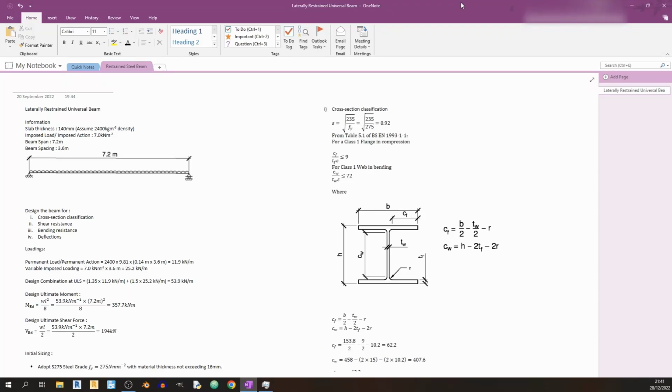Hello everyone and welcome to my steel design tutorial. In today's steel design tutorial, I'll be showing you how to design a restrained beam using Eurocode 3.